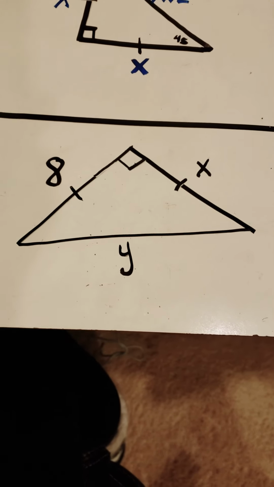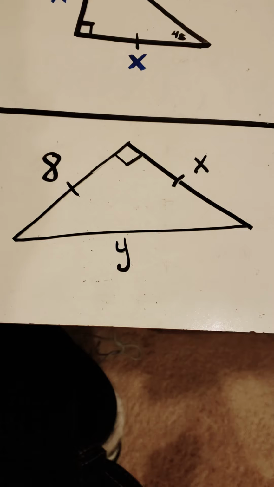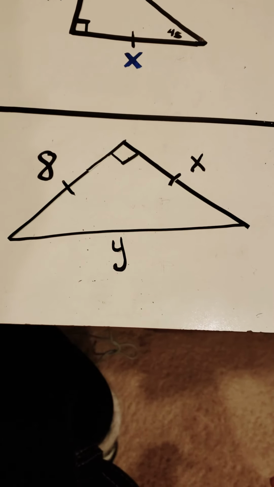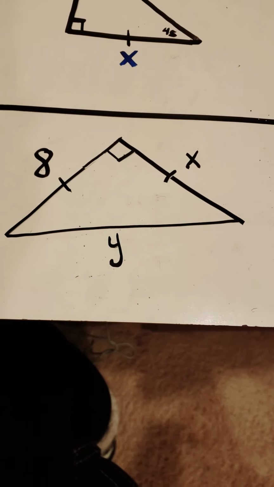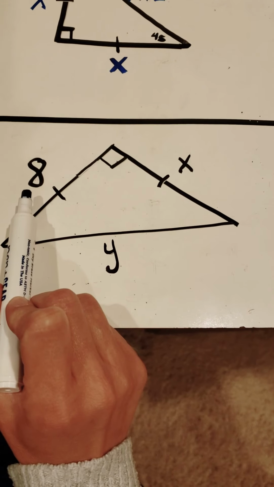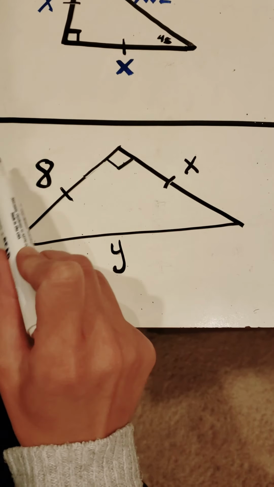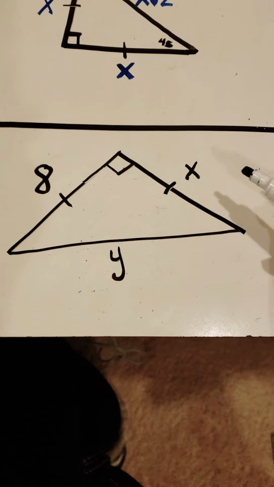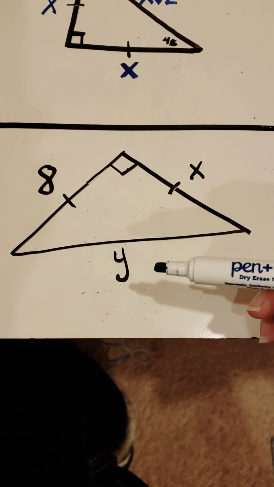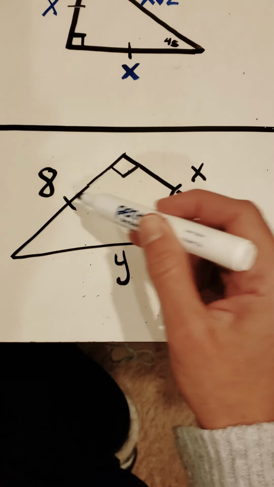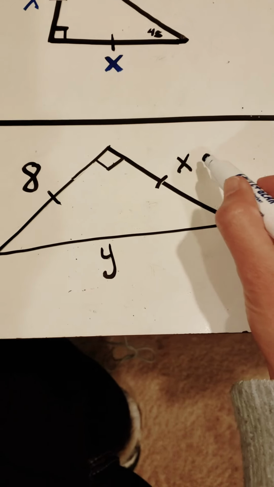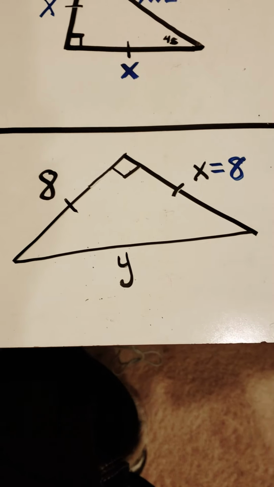All right, so here's our first 45, 45, 90. It is important that you understand which pieces you are given. So right here you can see we have the length of 8. So with the length of 8 here, we have to figure out our x and our y. So if I look at this, it has the same tick marks here and here. That means they're the same length, so my x is just 8.